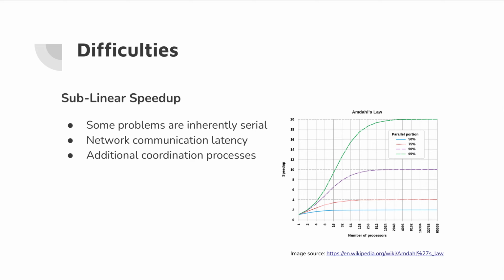So it might be tempting to think if you have twice as many machines, you'll have twice the speed, 10 times as many machines, 10 times the speed. But that's not true. Partly because some problems are inherently serial. You can't split them up. And then also there are network communication latencies, and then also there's additional coordination processes.